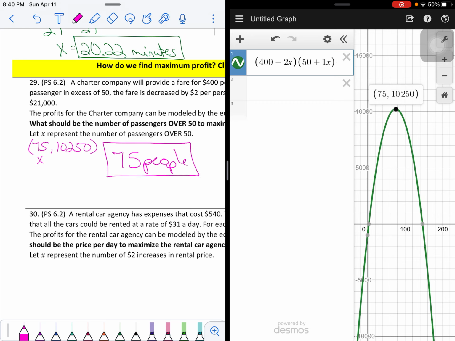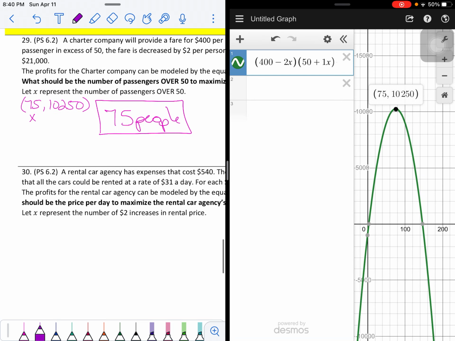All right, that's a pretty straightforward one. So 75 in this case is the number of passengers over 50. All right. So that one is now done.